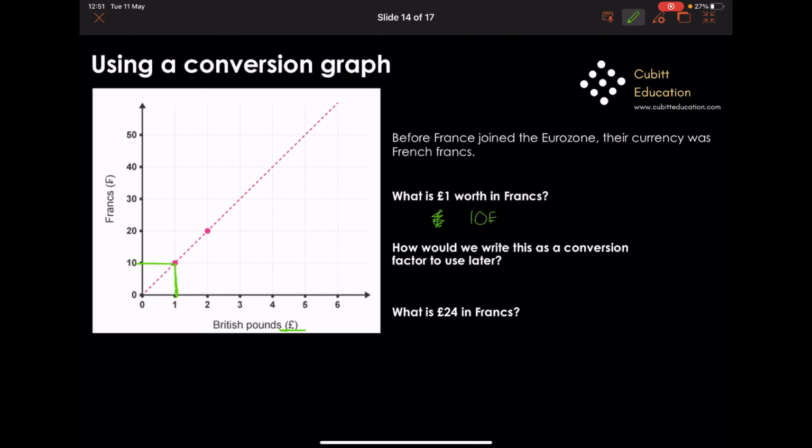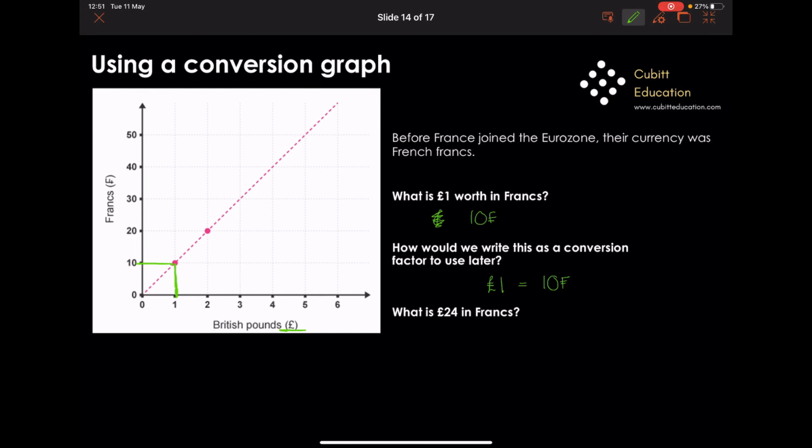Now it then asks you to write this as a conversion factor. How would we write this as a conversion factor to use again later? Remember what I said about conversion factors. It's when we write it with the 1 at the front. £1 equals 10 francs.